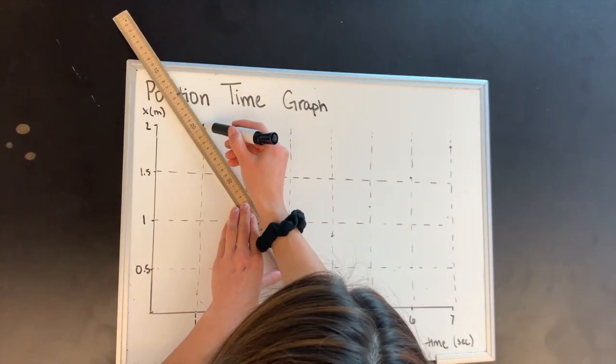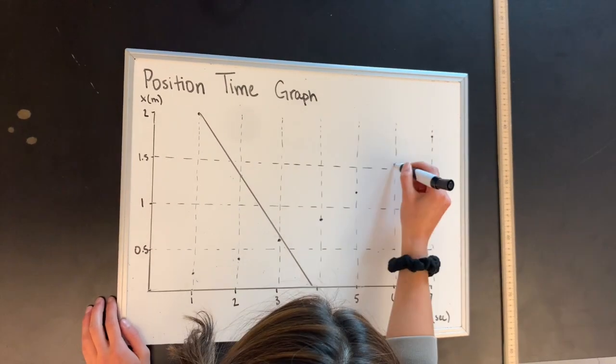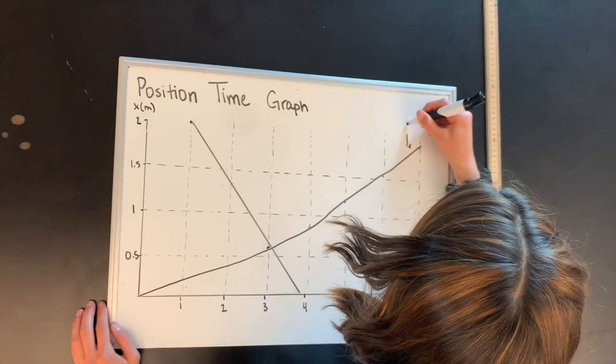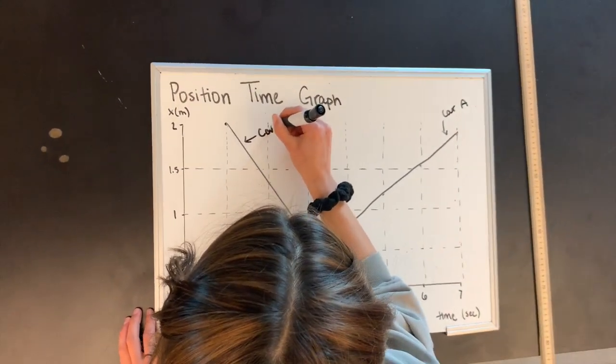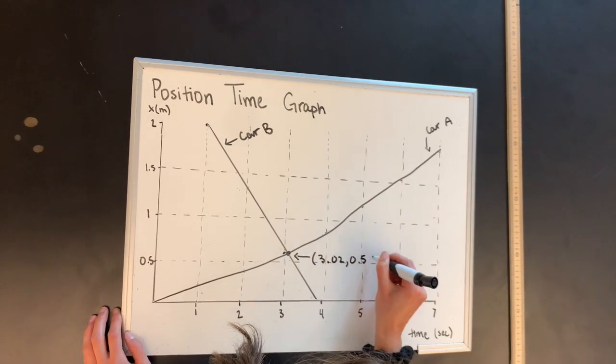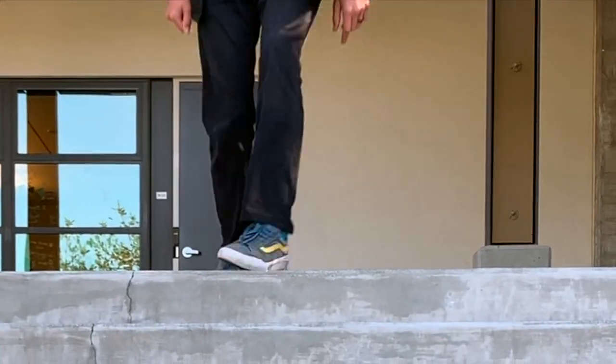In the position time graph, we can tell by the slope that car B has a constant velocity and that car A has an increasing velocity. We can also see the direction the cars are traveling in and the point that the cars will collide, which is the intersection point on the graph. Let's see how accurate our calculations were.